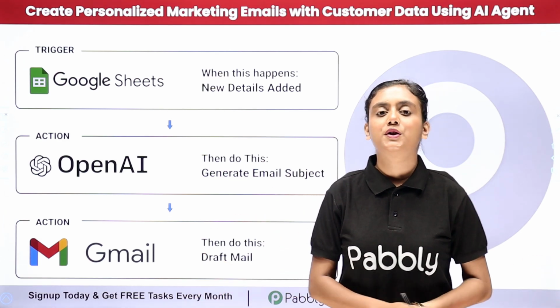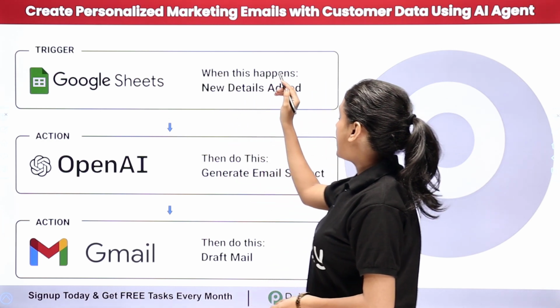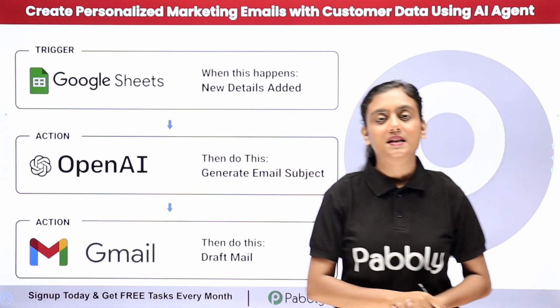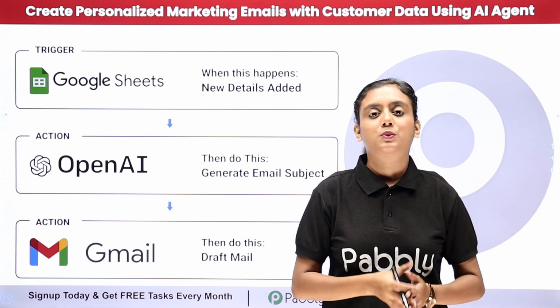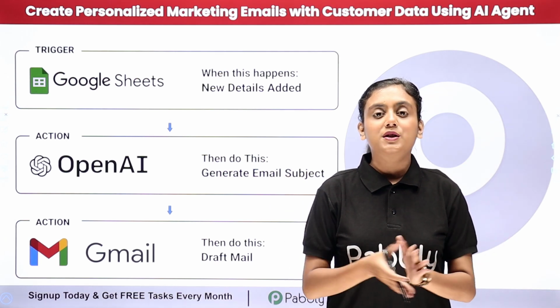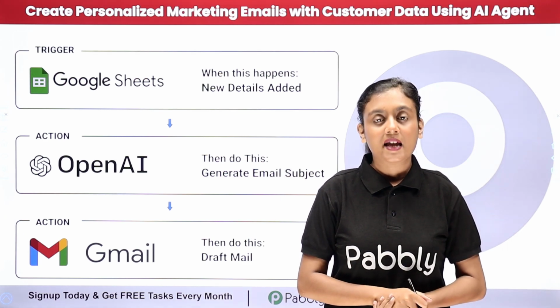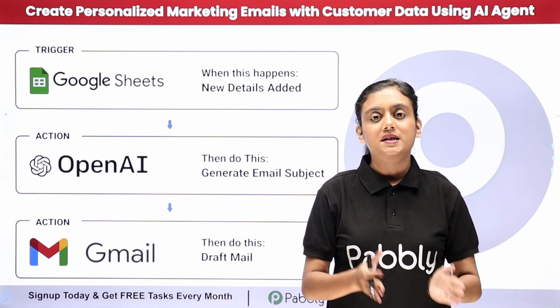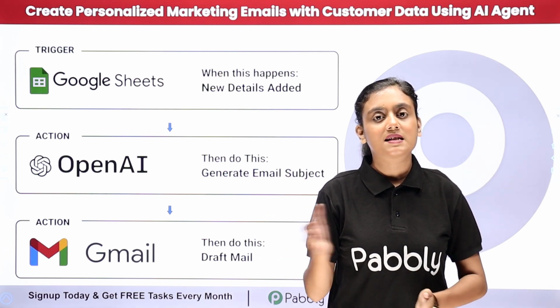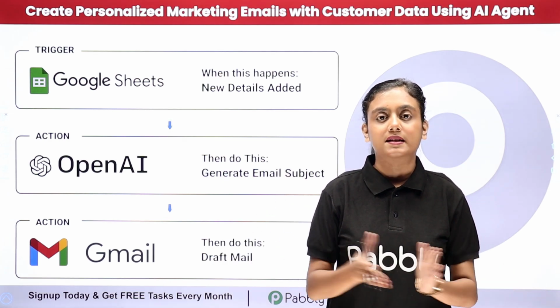In this video, we are going to learn how to create personalized marketing emails with customers' data using an AI agent. So I am an owner of an e-commerce store. In my Google Sheets, I keep the record of the customers who have made a purchase in my business, in which I add their name, email address, the product that they have purchased, the last date that they have purchased, with all the other details.